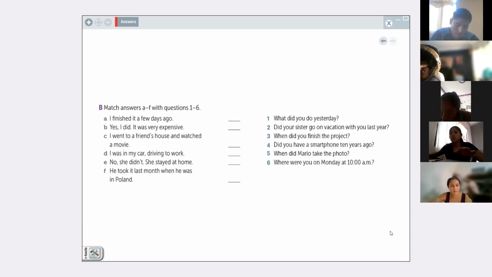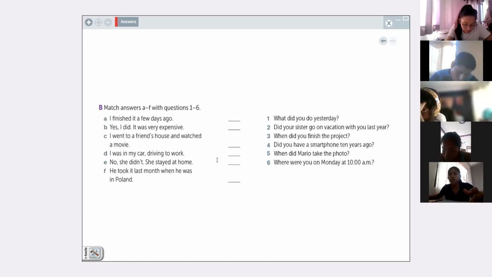I finished it a few days ago. Okay, I finished it a few days ago. Which of the questions do you think is the correct for this answer, guys? Number 3. Okay. When did you finish the project? Very good. And here is number 3, right? Good. Thank you. Let's go with the next question, please.